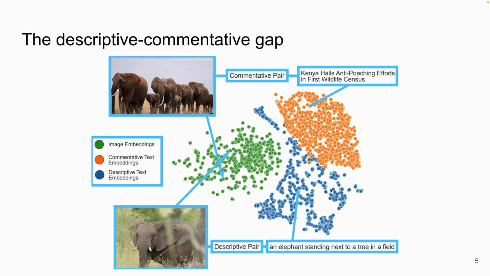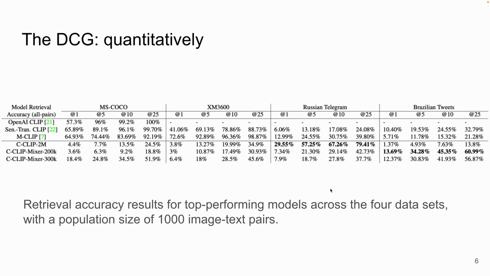If you dig into the embedding space of these CLIP models, you'll find that the text that is descriptive is actually separable from the text that's commentative, as you can see here in this image. Even though the images of these elephants are not really differentiable by the model, the text itself is considered to be very different. And this results in a decrease in accuracy of CLIP models when applied to social media data. This can be seen here.